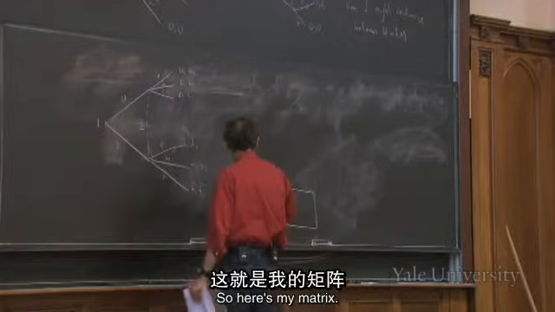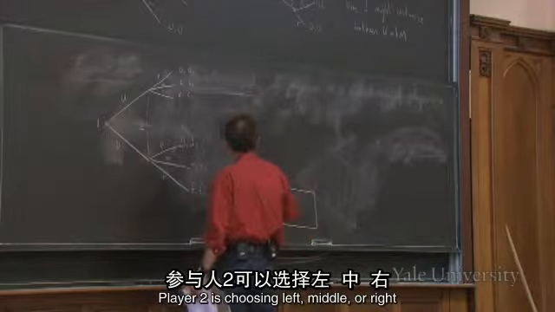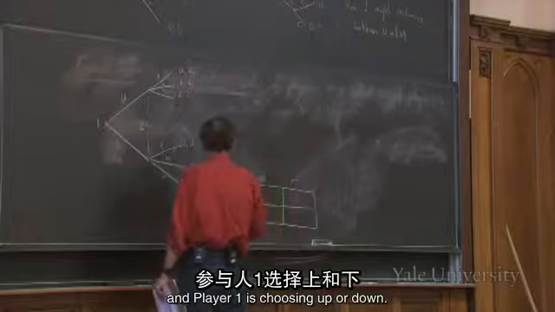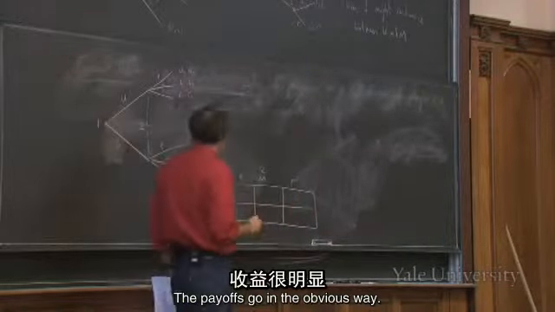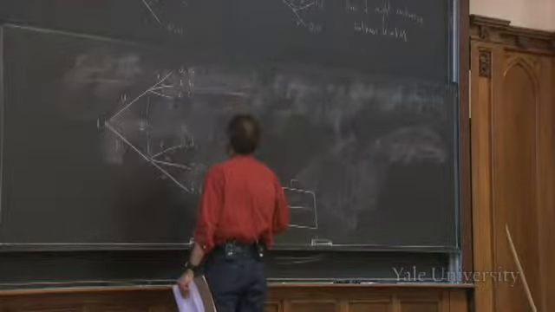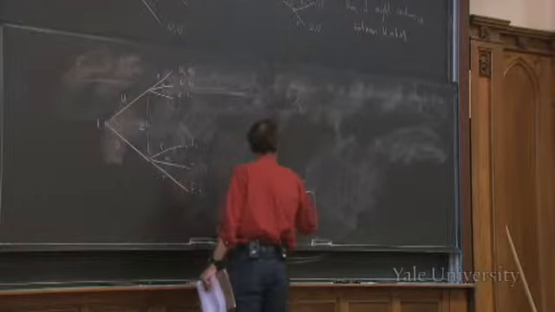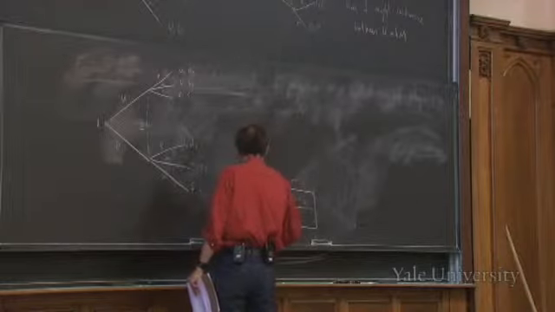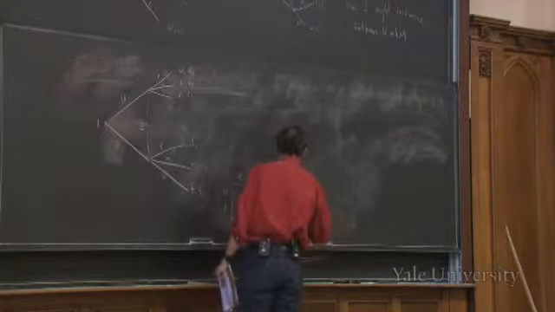All right, so here's my matrix. Player 2 is choosing left, middle, or right, and player 1 is choosing up or down. All right, and the payoffs go in the obvious way. So A1, A2, B1, B2, C1, C2, D1, D2, E1, E2, and F1, F2.